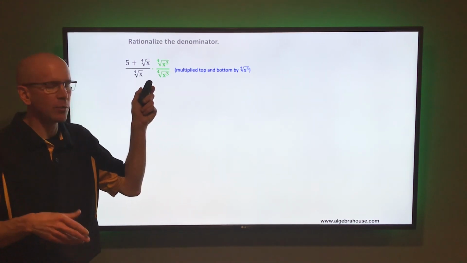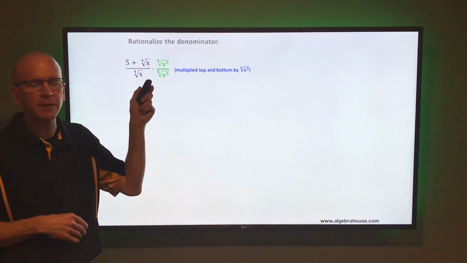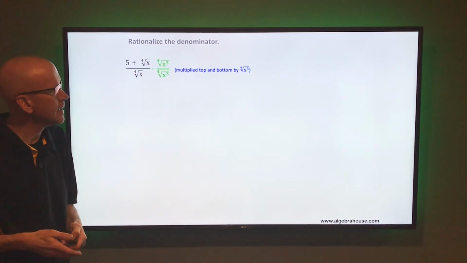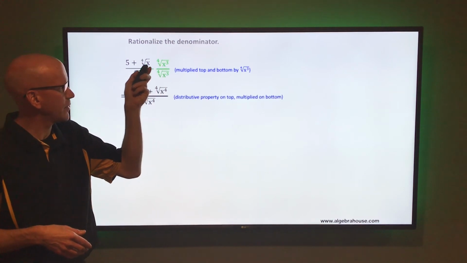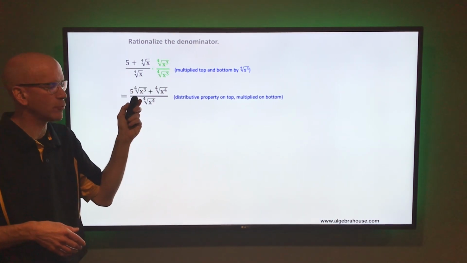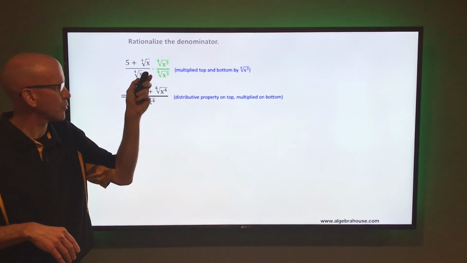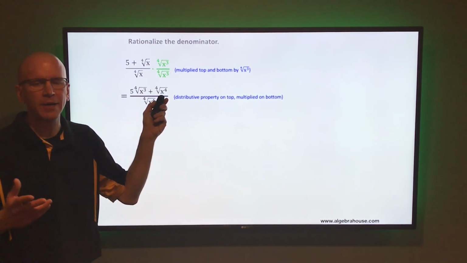Because in the denominator, what we're aiming at would turn out to be the 4th root of x to the 4th. And that's just going to be x. The radical sign is gone. So in the numerator, if you multiply that by the 4th root of x to the 3rd, the 4th root of x to the 3rd times 5 will just be 5 times the 4th root of x to the 3rd. And the 4th root of x to the 3rd times the 4th root of x, that would be the 4th root of x to the 4th.